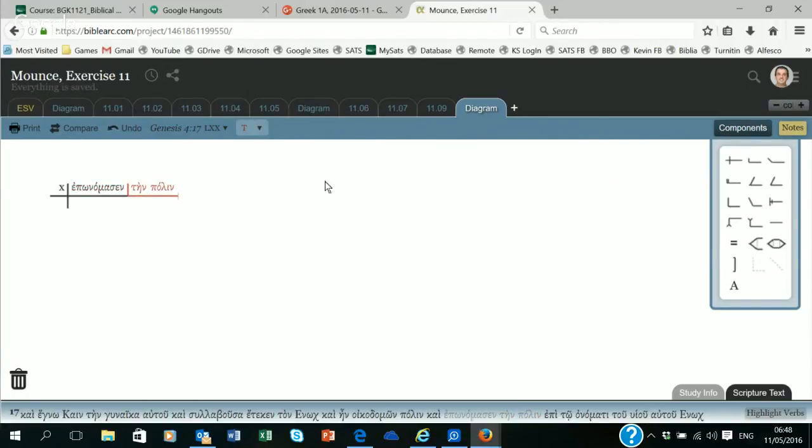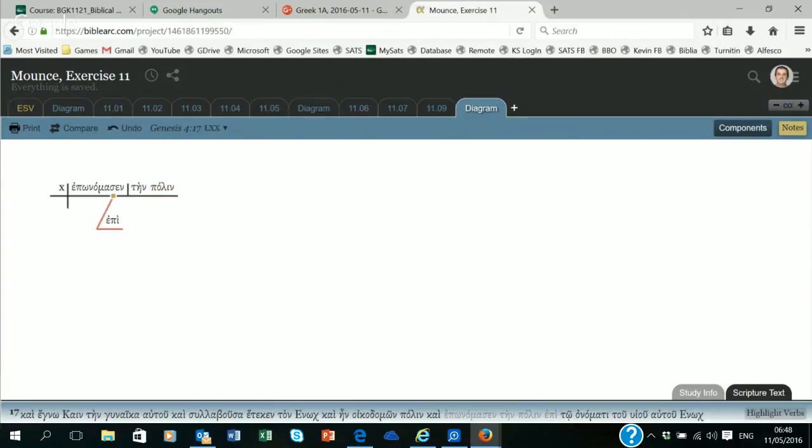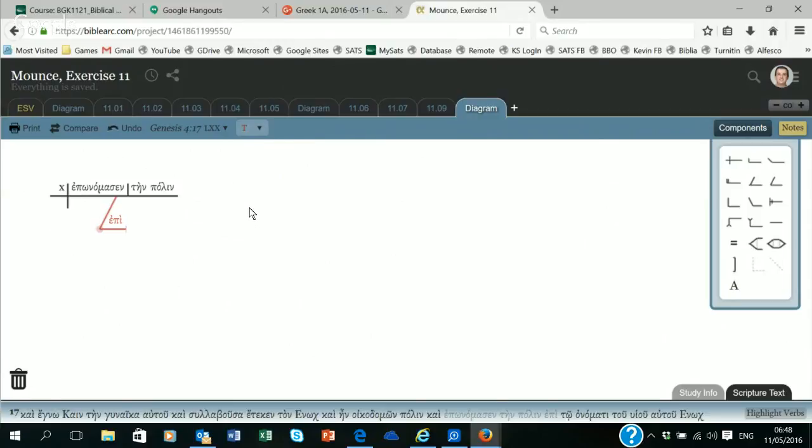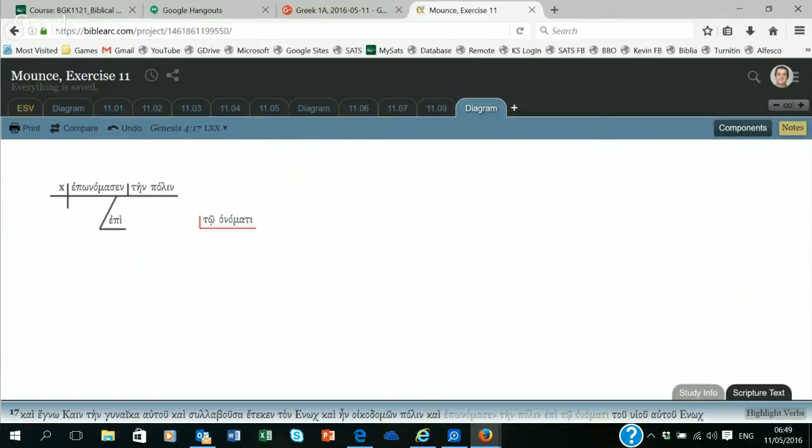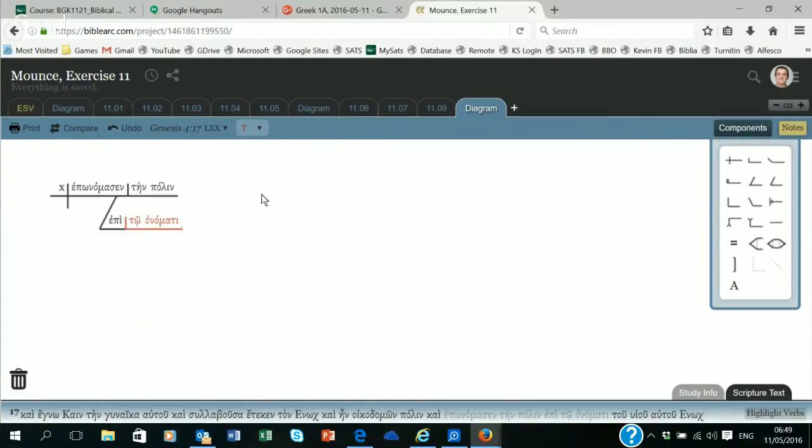Classical sentence structure. The city, epi, is a preposition. Prepositions modify verbs; prepositional phrases don't have verbs in them, but they modify verbs. Put the preposition on the line using the slanted joiner, this one. And then we use a direct object marker for the object of the preposition, which in this case is to onomati, the name. So, epenomasen ten polin, he named the city, epi to onomati, based on the name.